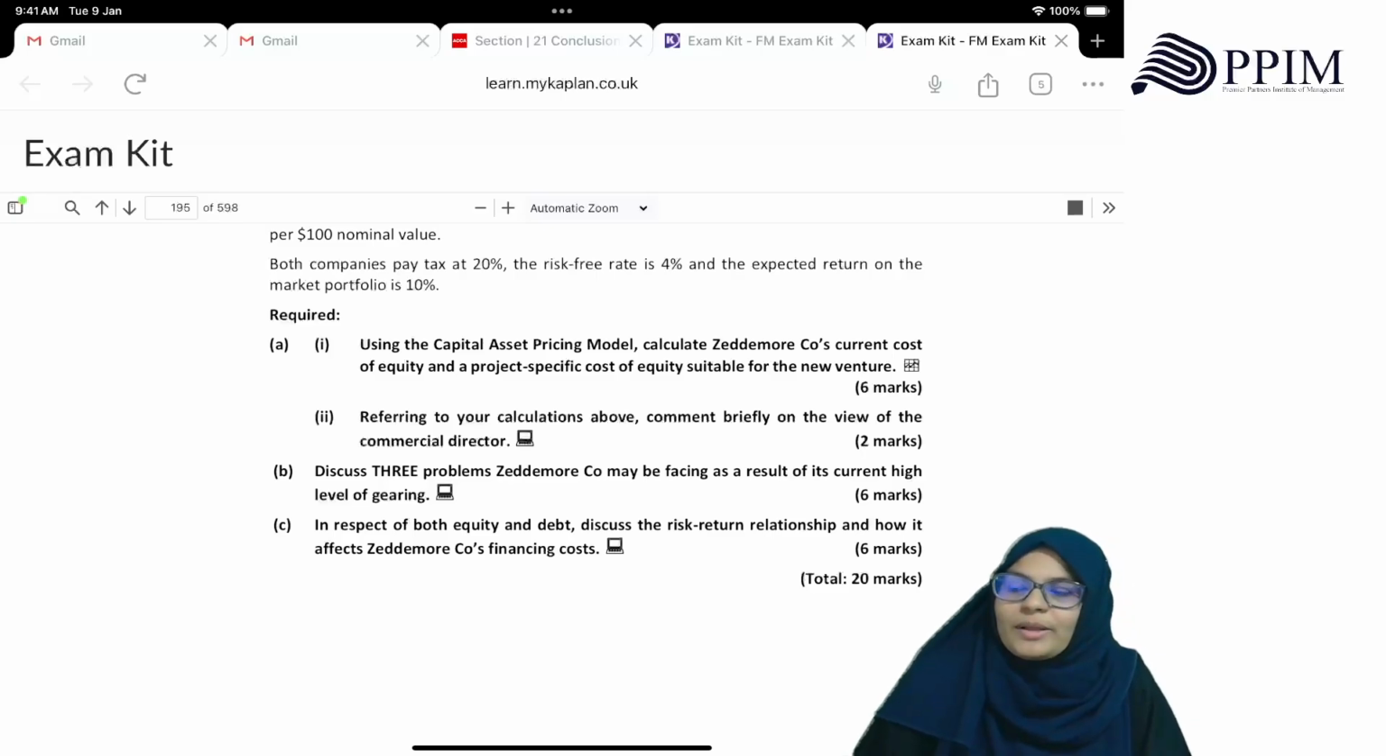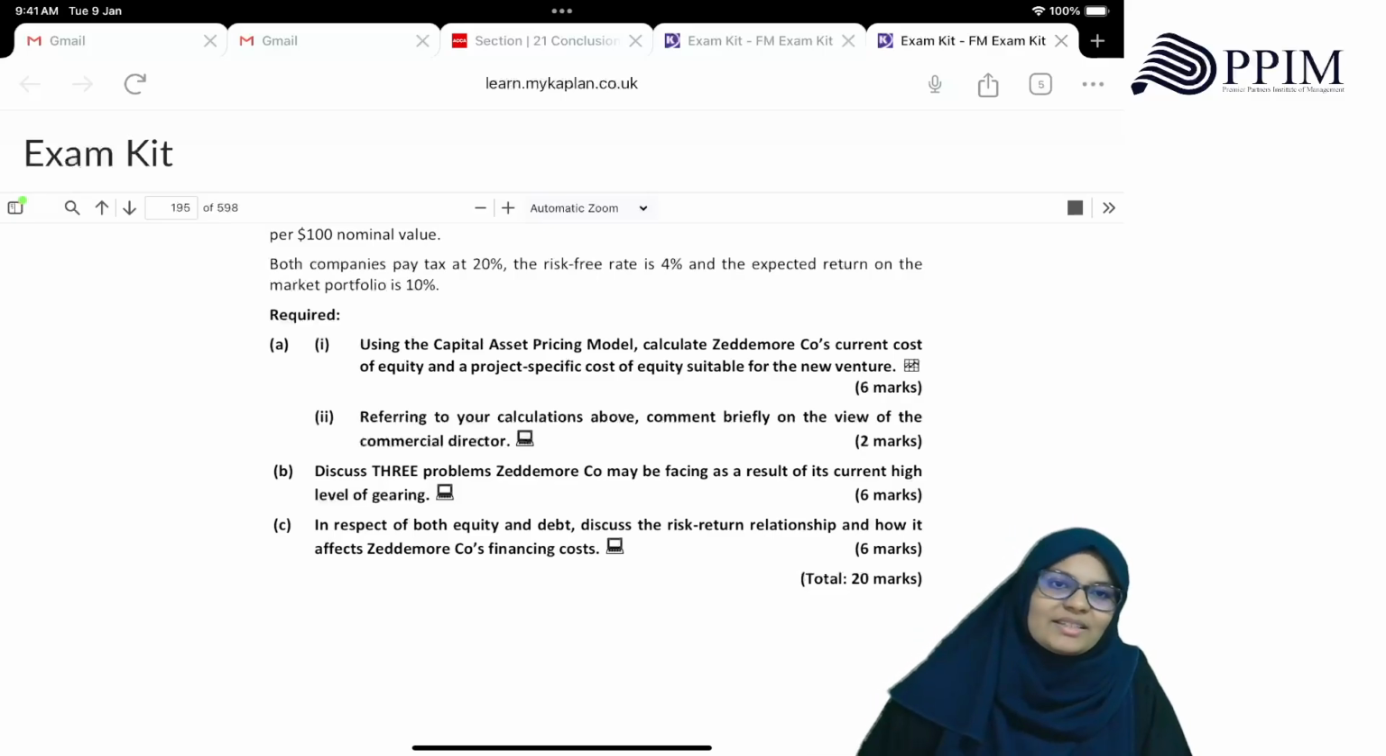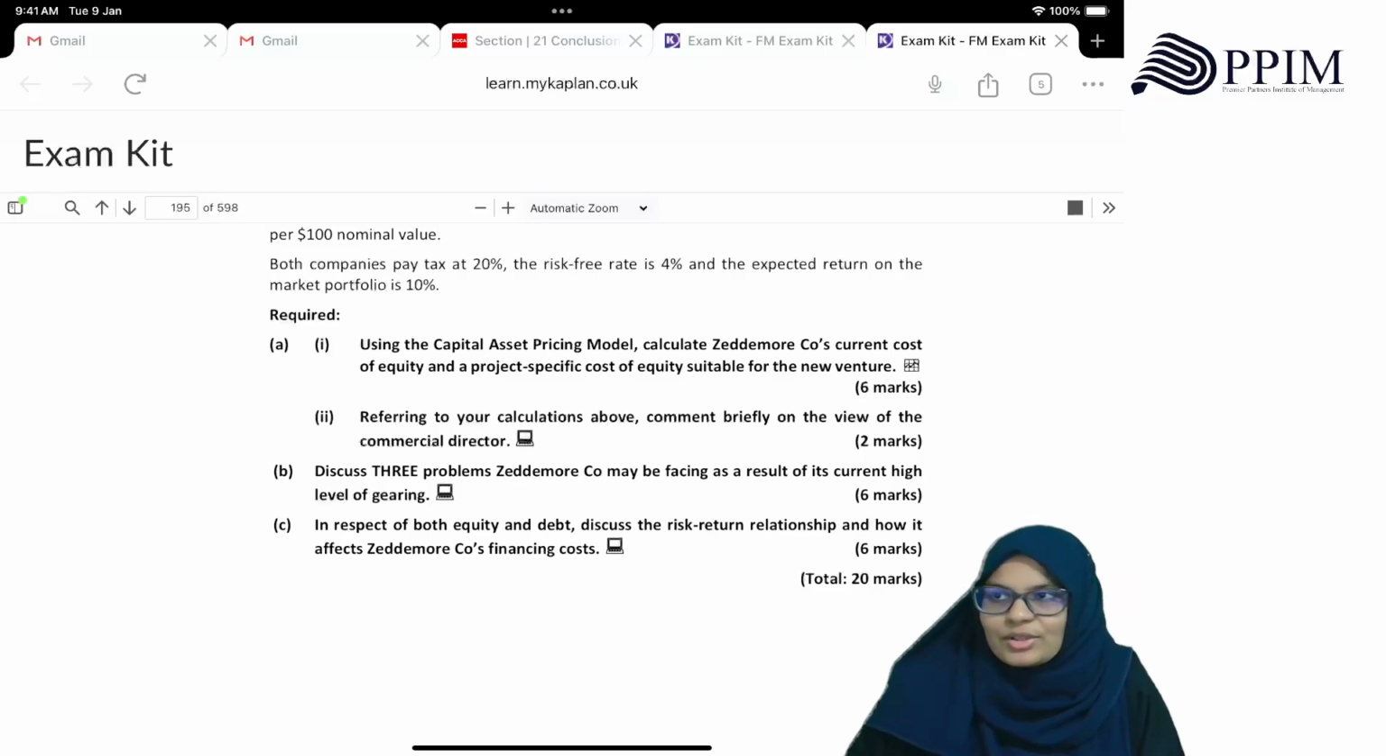Correct. So one problem, Hari is telling, cost of equity is going to increase. Why? Because the shareholders will perceive the company as risky. So if they want to come and invest, they will start asking for a higher return. So that is 2 marks there. What else can be a problem?